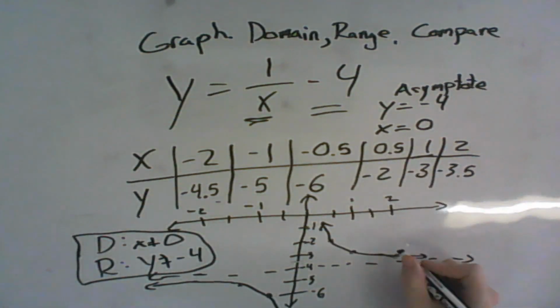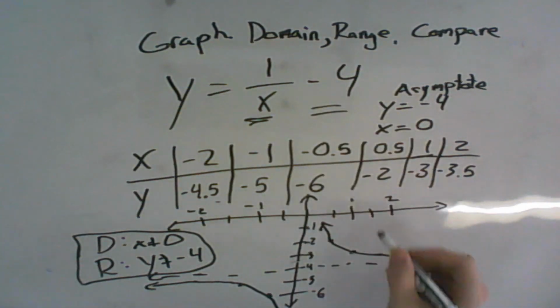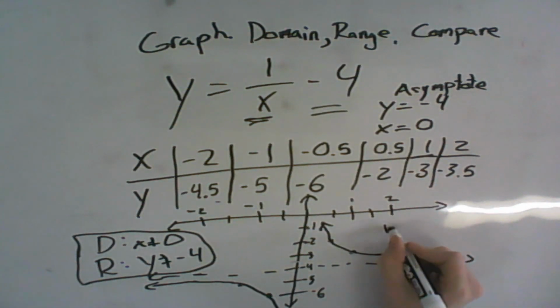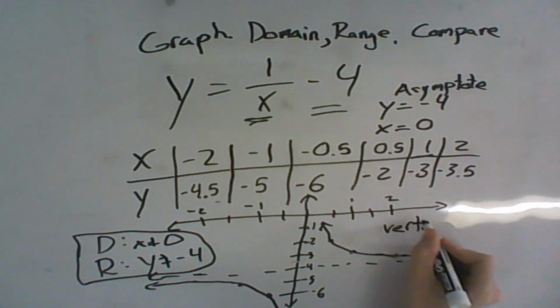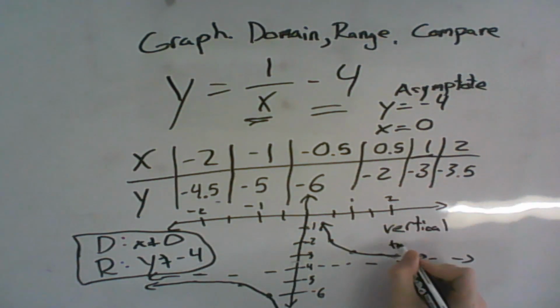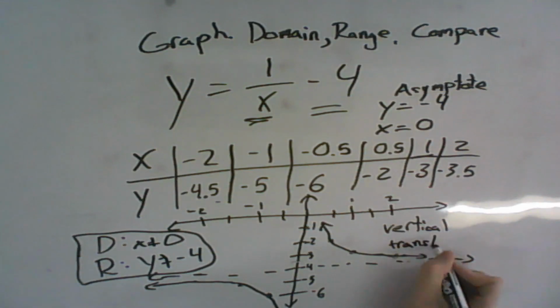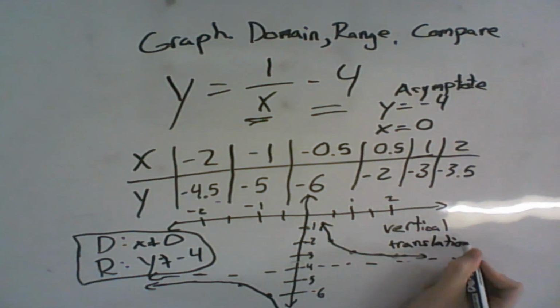And then last thing is compare it. So what did this -4 do? Well, this was a vertical translation. Okay? And that's all you do. Vertical translation.